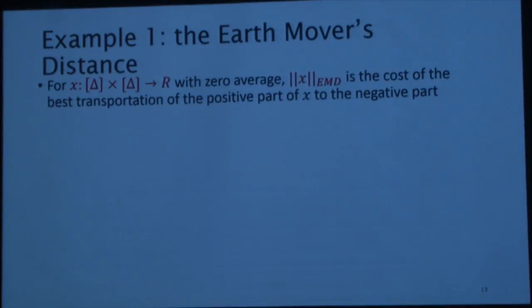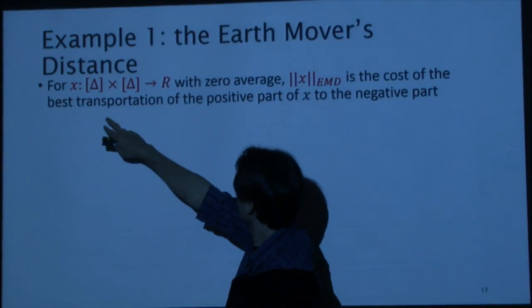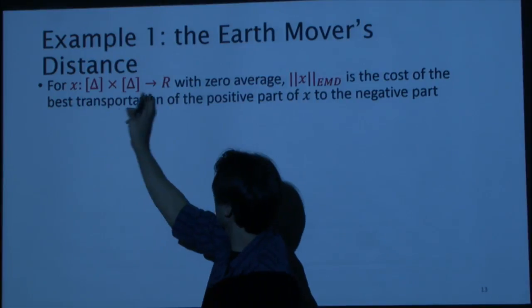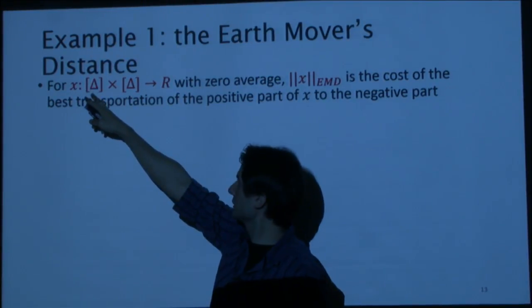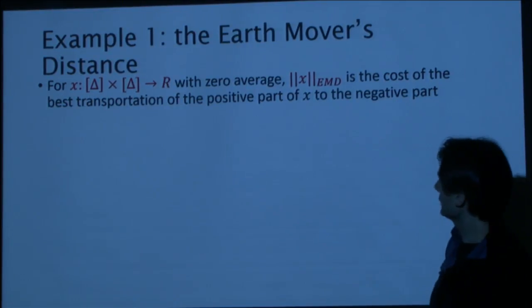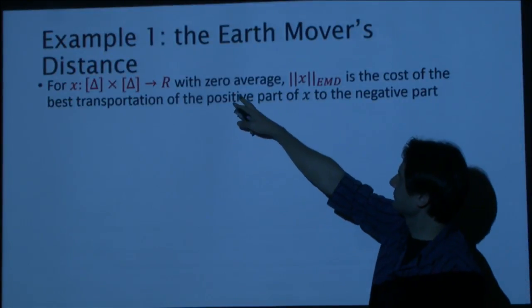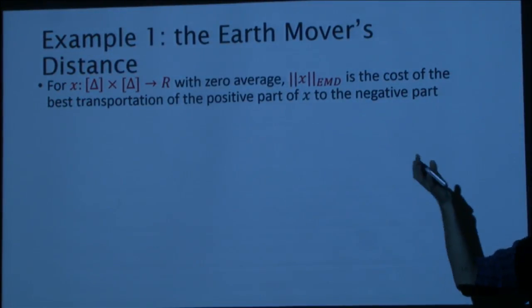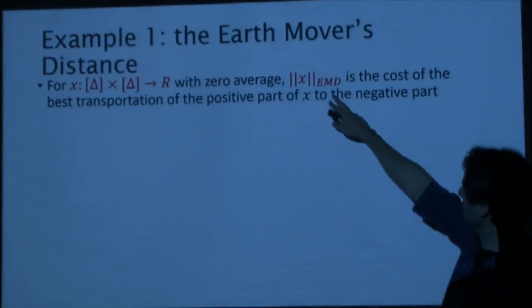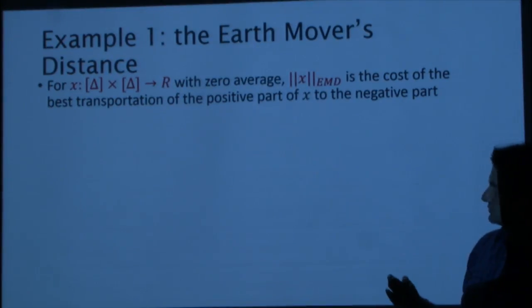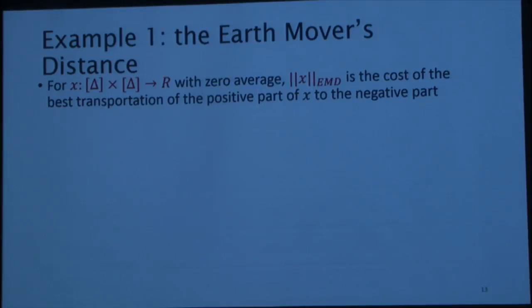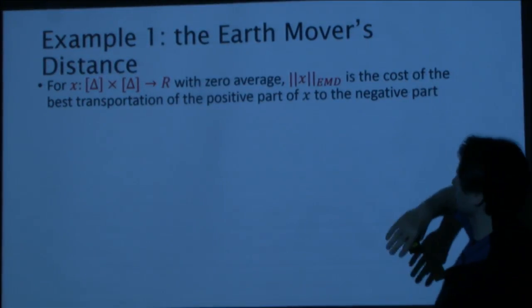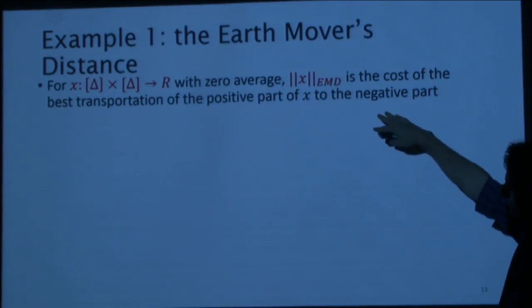So what is earth mover distance? Suppose we have x, which assigns a real number to every point in a two-dimensional grid, let's say delta by delta. It's a discrete grid. We assign a real number, and suppose these real numbers have zero average, so there is a positive mass and a negative mass. We define the EMD norm of x as the cost of the best transportation of the positive part to the negative part. Put differently, this is the minimum cost bipartite matching between the positive part and the negative part. In computer science, this is called earth mover distance. In math, it's usually called the transportation or Wasserstein metric.